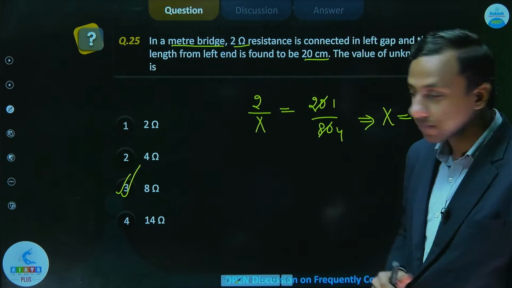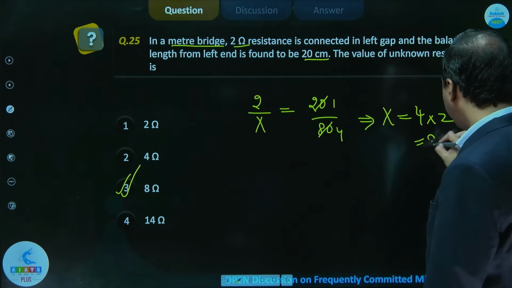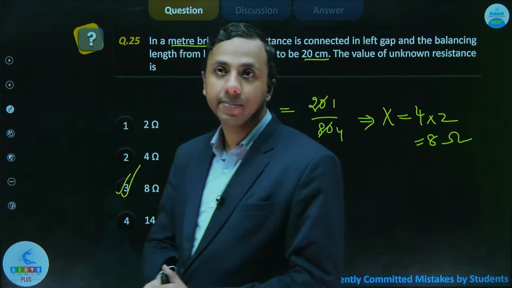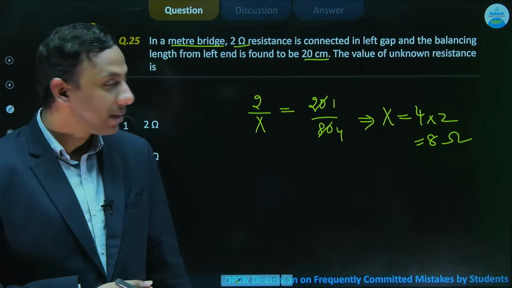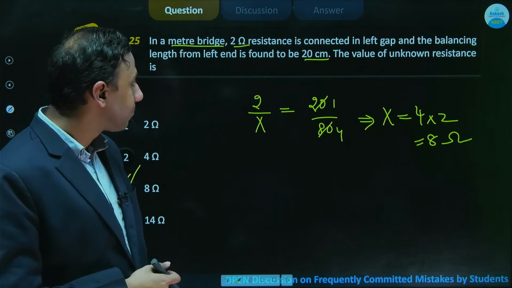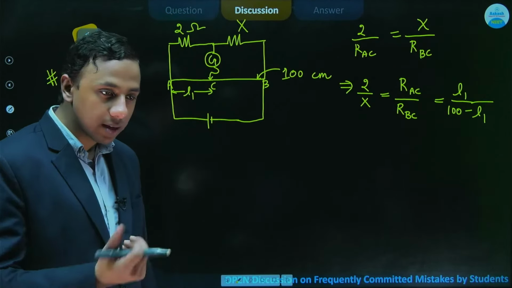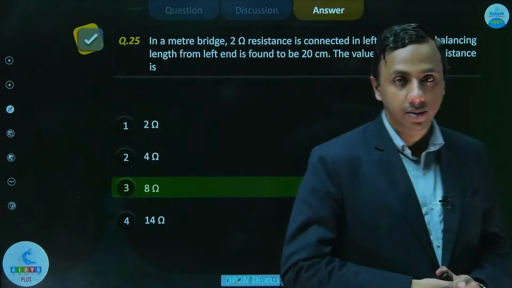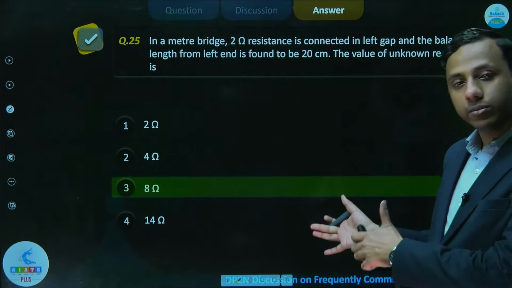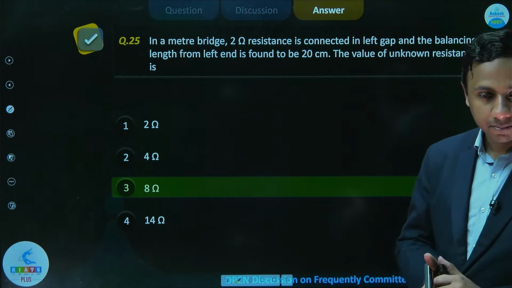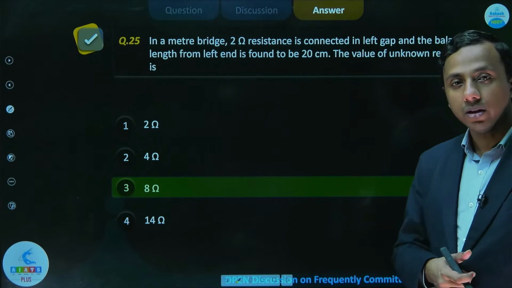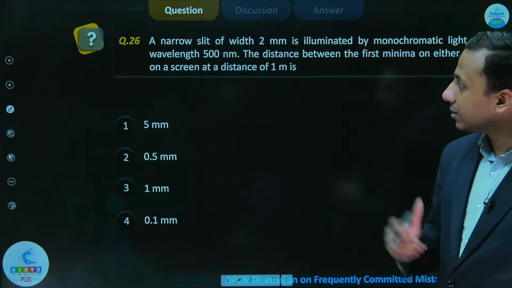Okay? Pretty straightforward question, this one was. Isn't it? All right, let's move to the next. Let's check the answer as well. See, 8 ohm is your answer. If you know the method, you could have done it directly. You could have applied the direct formula also. Okay. Moving to question number 26 now. See this.